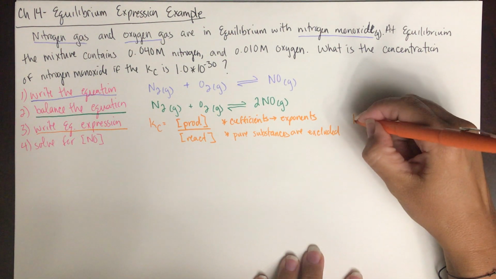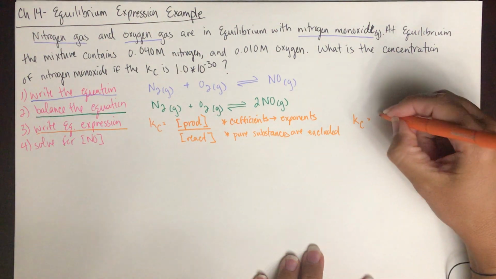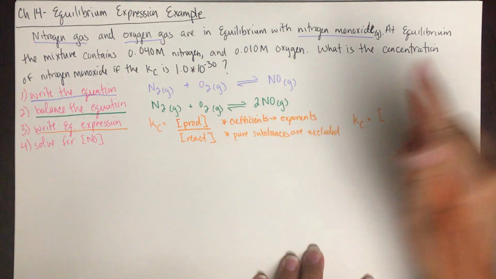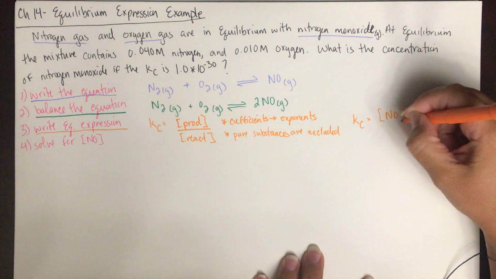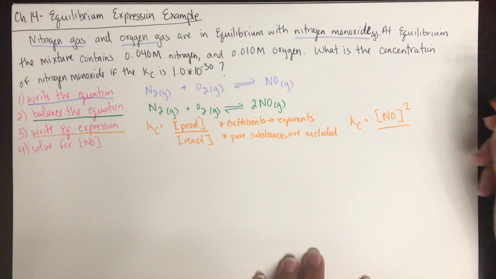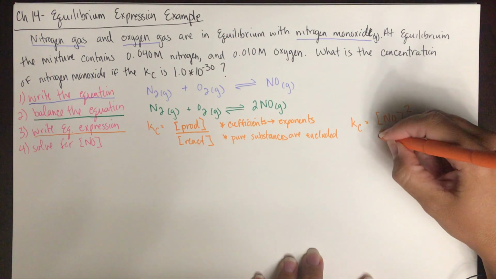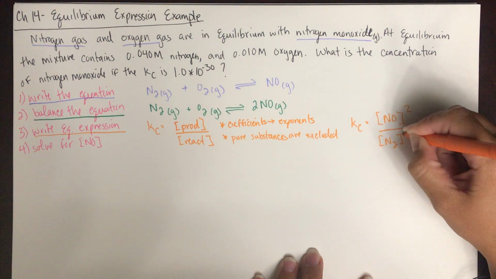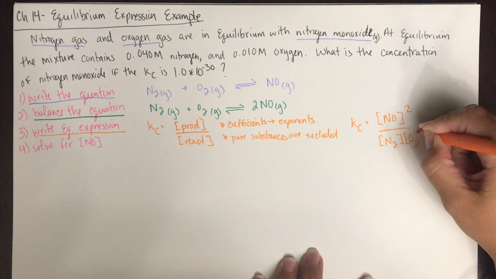So I'm going to say Kc equals the concentration of the products, which is NO, nitrogen monoxide, squared, over the concentration of the reactants, which is nitrogen times oxygen.